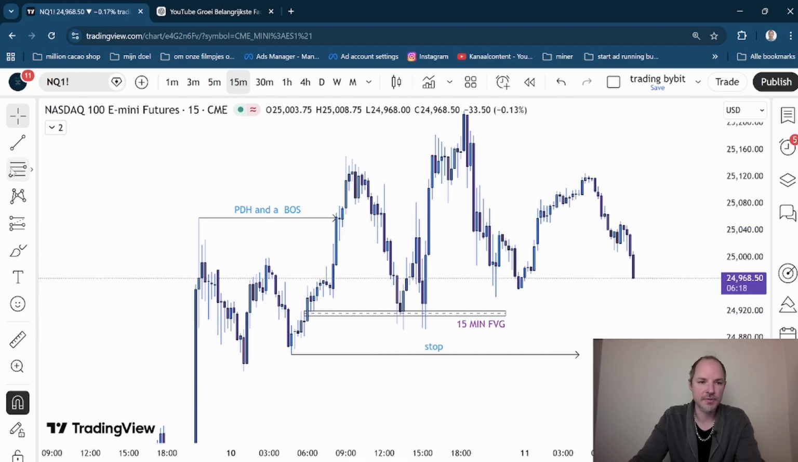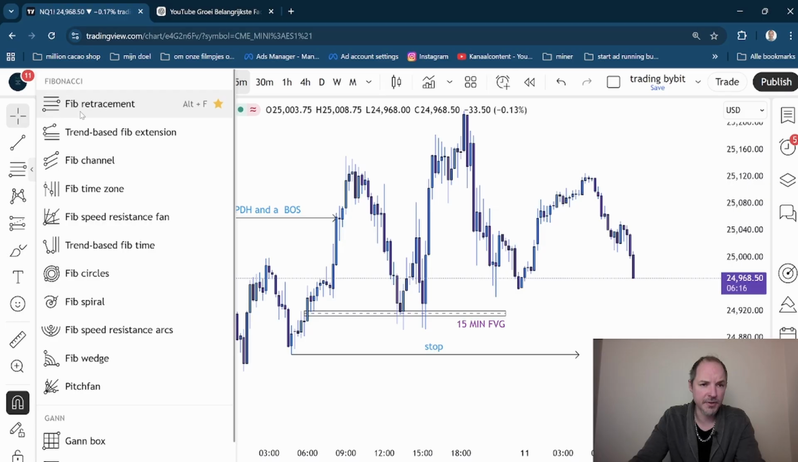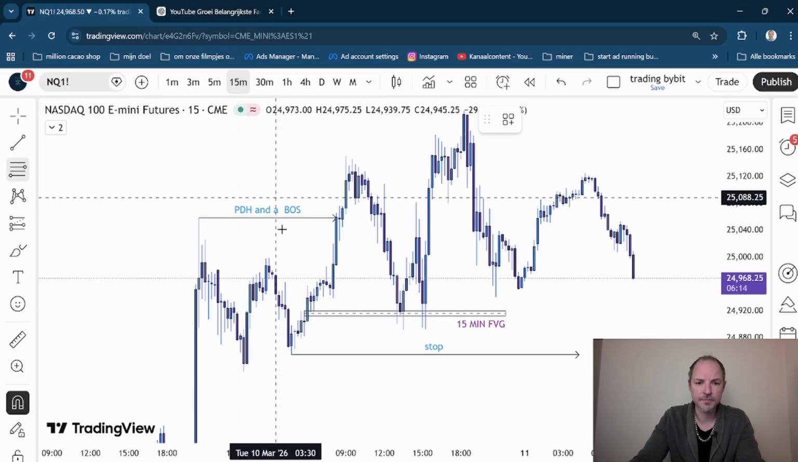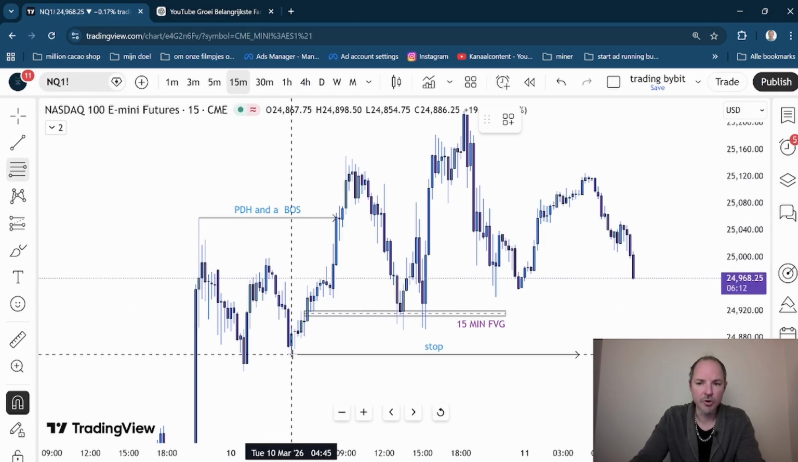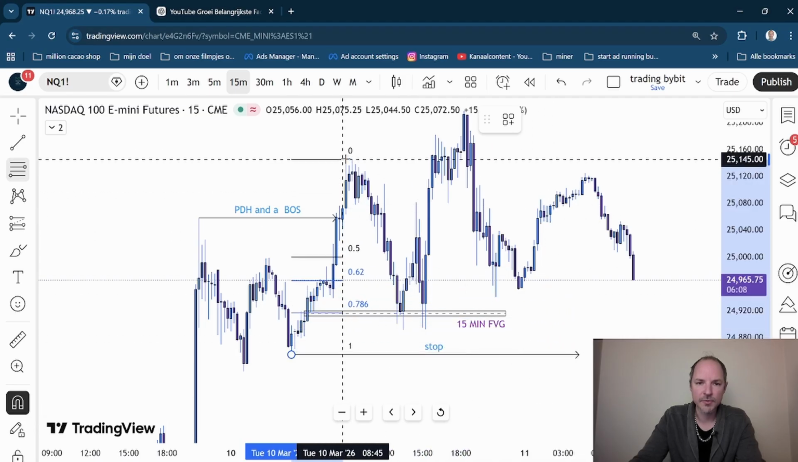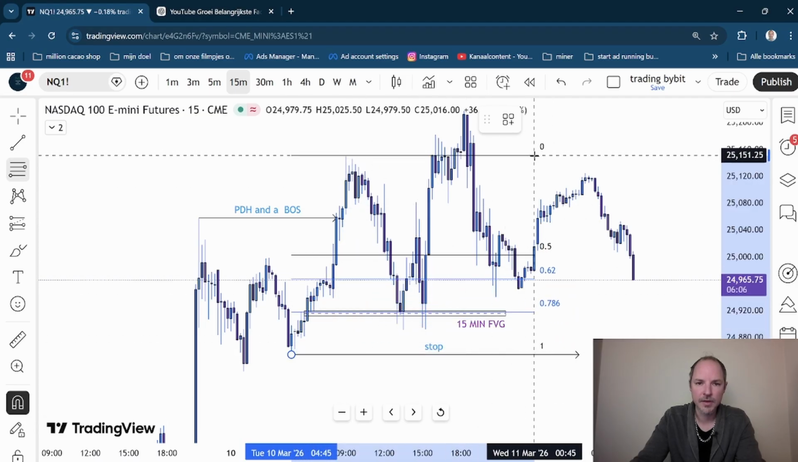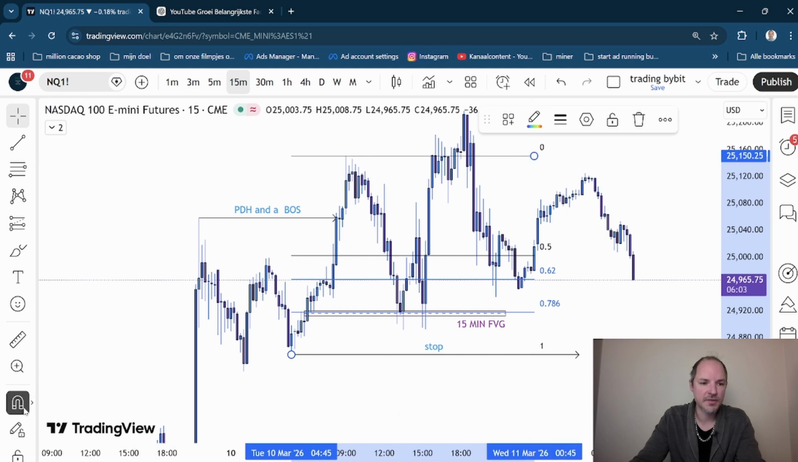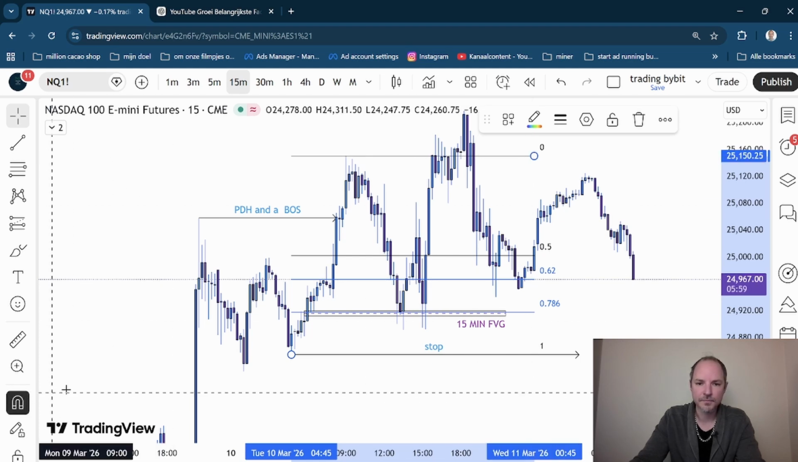Now, how do you do it? You take your FIB retracement tool, you take the low, and you drag it up all the way to that swing high. If you want to be very precise, put on the magnet. This is the easiest way.